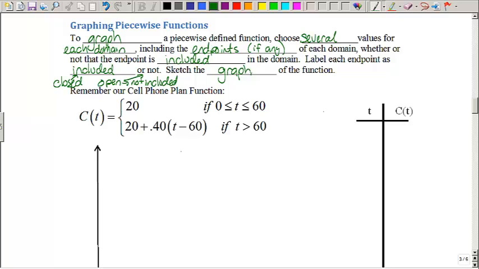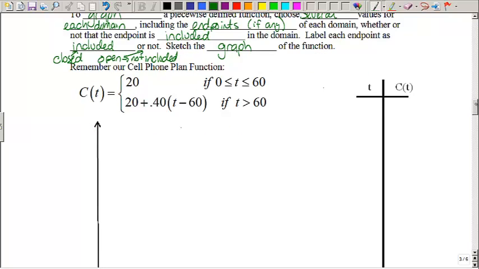We had C of t equals $20 as long as you spoke between 0 and 60 minutes, and $20 plus an additional 40 cents for every minute after 60 minutes if we went over our 60 minutes. So what I would like to do is find several values for each domain, evaluate them, and then graph my function.